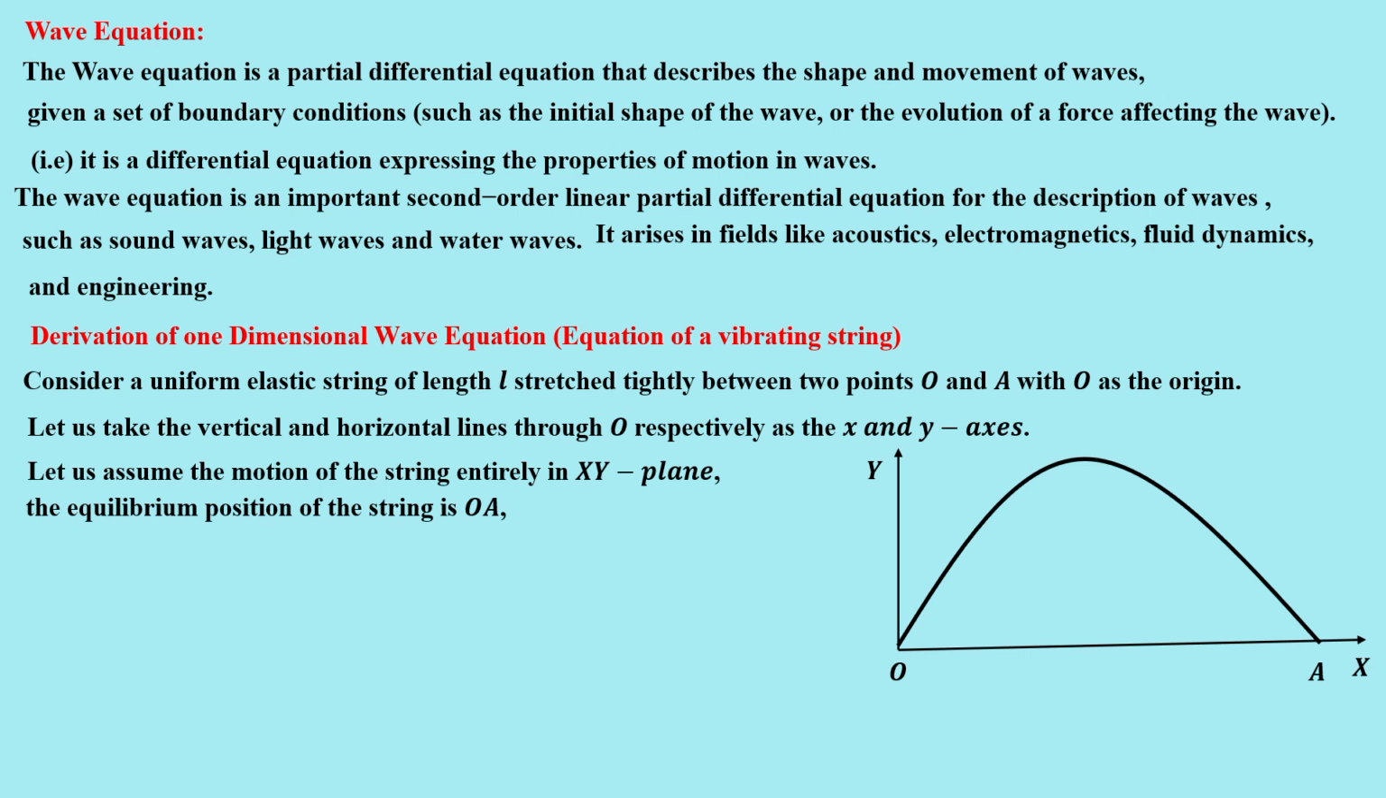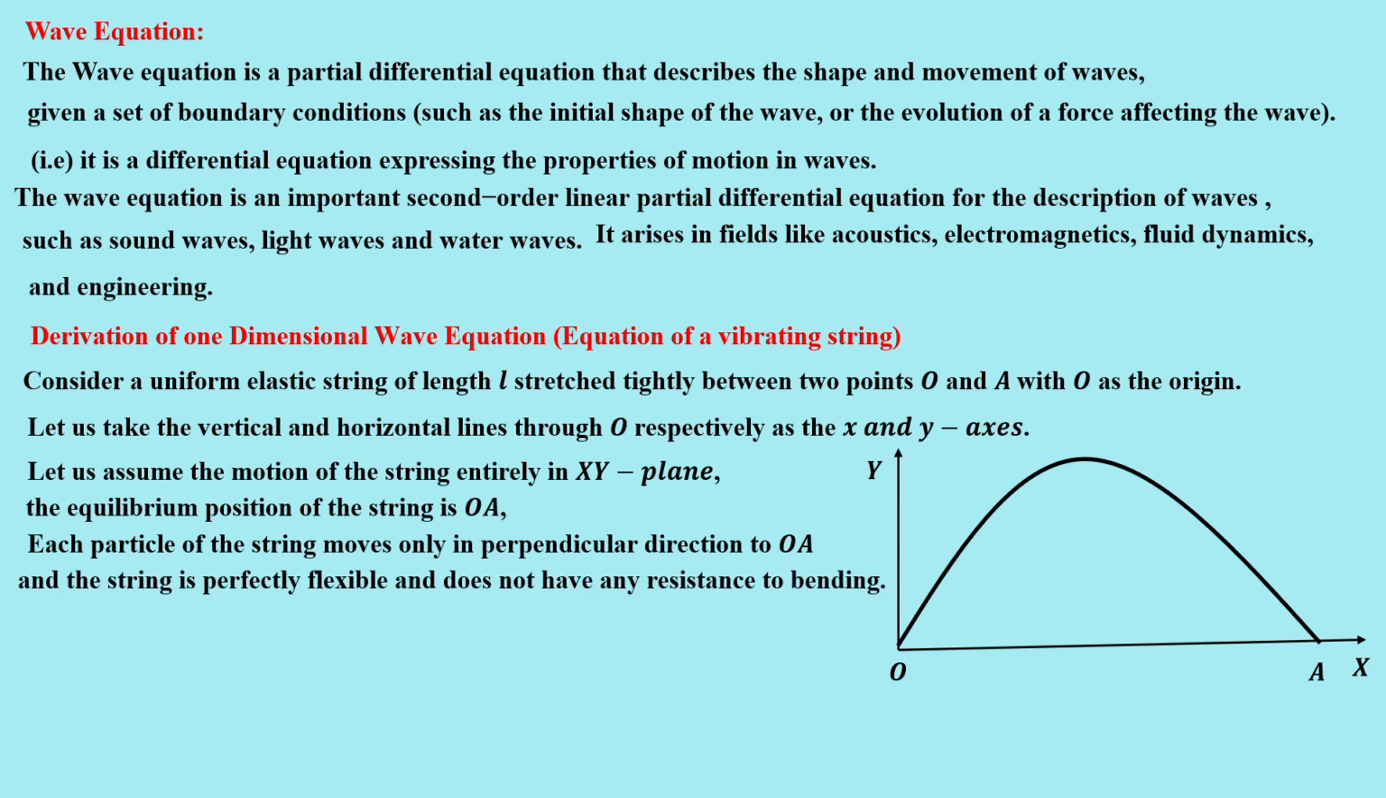So the equilibrium position of the string is OA. So OA is the original position. If you pull the string, it will go like this, right? A parabolic path. Each particle of the string moves only in the perpendicular direction to OA. So OA is on the x-axis. If you pull above, the movement of each and every point on the string is in the vertical direction, right? And the string is perfectly flexible and does not have any resistance to bending.